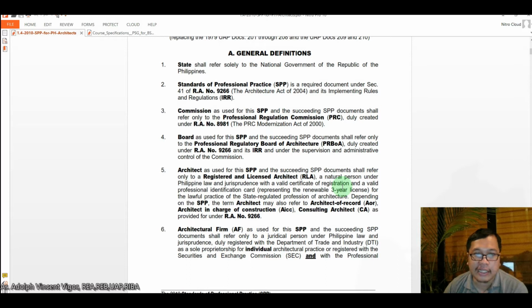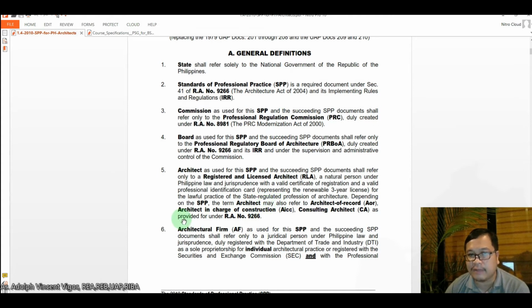The architect, as used for this SPP and the succeeding SPP documents, shall refer only to a registered and licensed architect, a natural person under Philippine law and jurisprudence with a valid certificate of registration and a valid professional identification card, renewable every 3 years, for the lawful practice of the state-regulated profession of architecture.